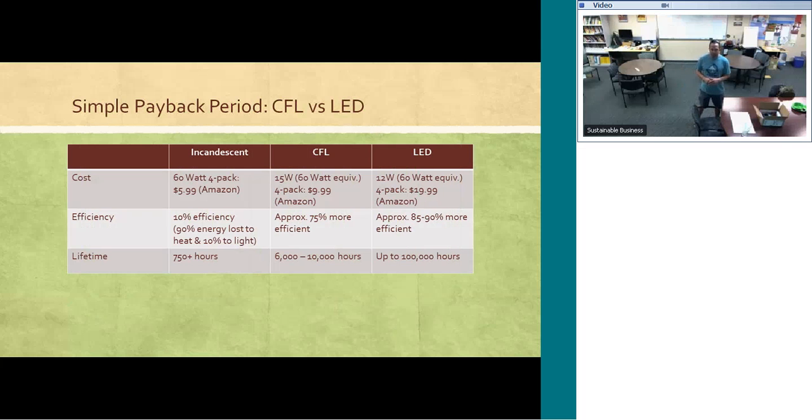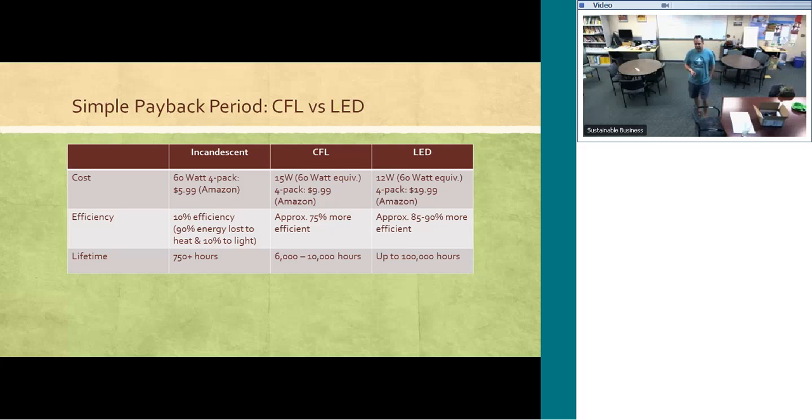To determine a simple payback, you'll need to know some basic information, including the cost, the efficiency, and to a lesser extent or a greater extent, the lifetime. So the costs for a 4-pack of 60-watt incandescent bulbs are $5.99. They run at 10% efficiency, which means 90% of their energy is lost to heat, and only 10% of that energy is used to light. They last about 750 or more hours. For the 60-watt equivalent in the CFL, it's a 15-watt bulb. The 4-pack is $9.99, and they're approximately 75% more efficient, and they'll last anywhere from 6,000 to 10,000 hours.